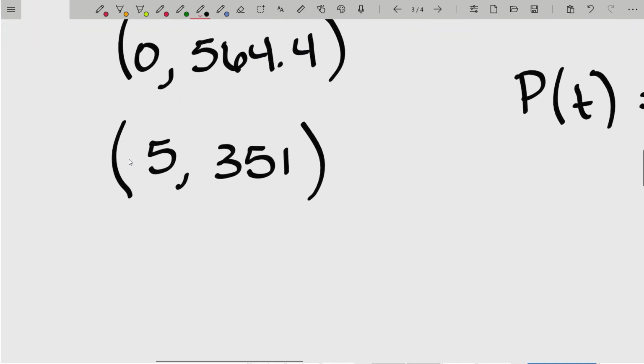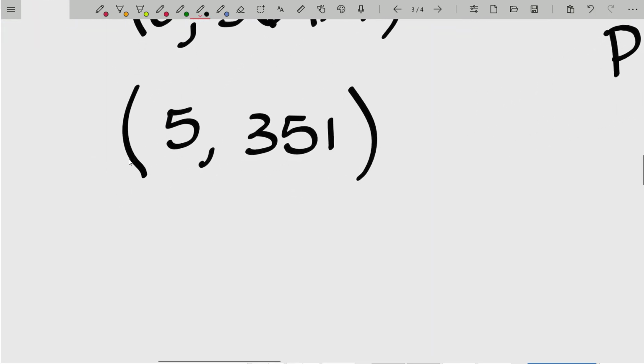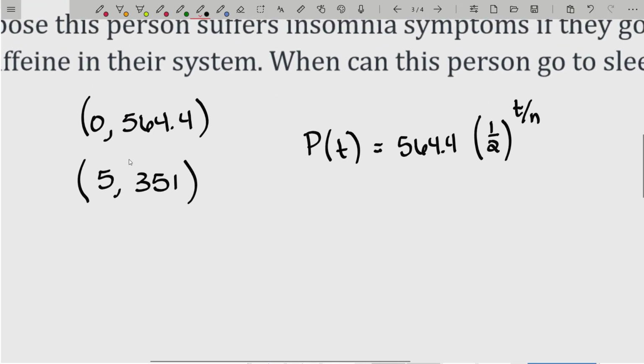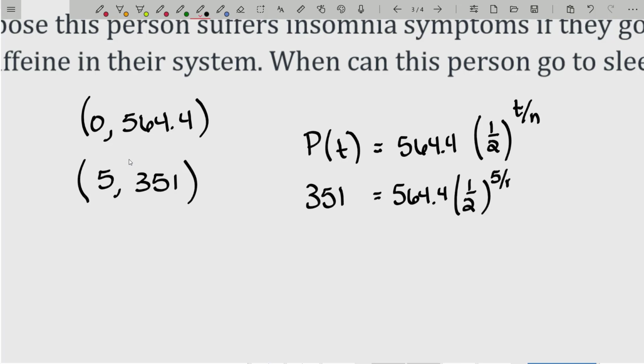Luckily, we have a second point. At time 5, the output should be 351. So at time 5, our output here is 351. So we're going to be solving this equation to find the half-life. Notice there's only one unknown in this equation now. It's just n.